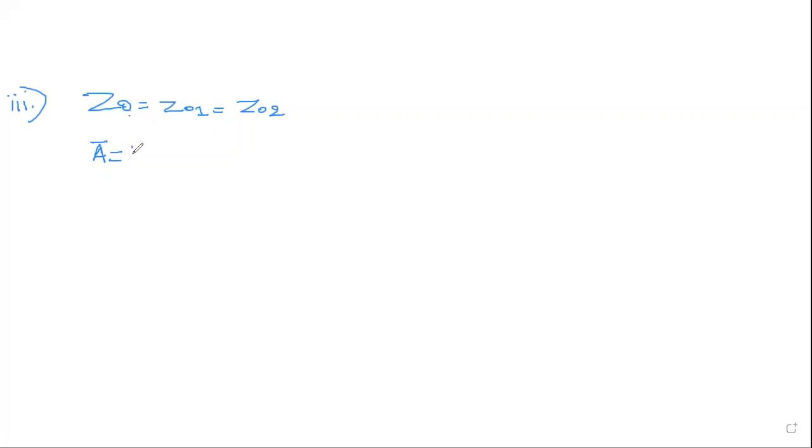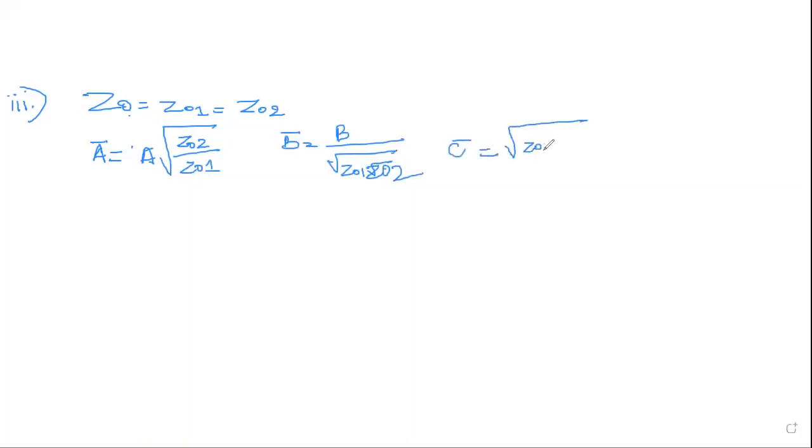What did we write for A bar? A into square root of Z02 divided by Z01. Similarly, we have written for B bar, which is equal to B divided by square root of Z01 into Z02. Similarly, for C bar, we have written it as square root of Z01 into Z02 C. For D bar, it is square root of Z01 by Z02 into D.